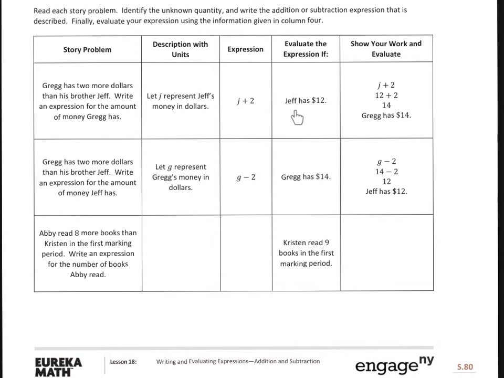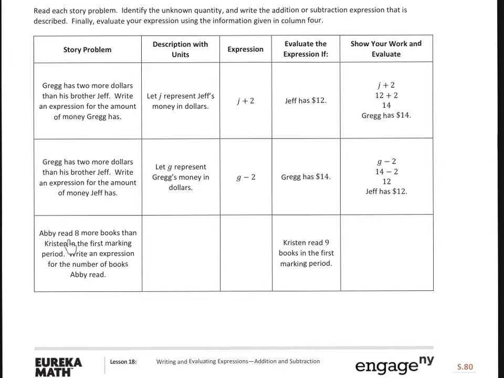So if Jeff had $12, now we can evaluate. Now we know what J is. J is 12. How much money would Greg have? Well, since Jeff's money plus $2 gives me Greg's money, and Jeff's is 12, if I take the 12 and add 2, I get 14. Therefore, Greg must have $14. So you can read this one, pause the video, see if that one makes sense. Sometimes it helps to have more examples. I'm going to fill this one out.